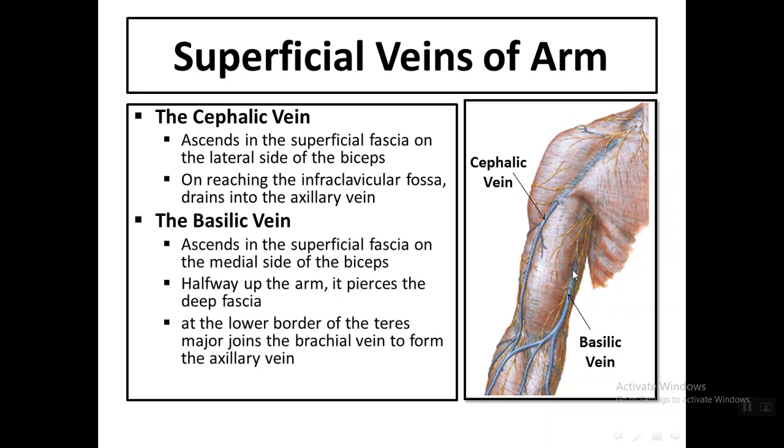On the medial side of the arm, we have the basilic vein. The basilic vein ascends in the superficial fascia on the medial side of the biceps muscle, halfway up the arm. Medially, it pierces the deep fascia, and at the lower border of the teres major, it will join the brachial vein to form the axillary vein. So of the superficial veins, we have two important veins. The lateral one is the cephalic vein and the medial one is the basilic vein.